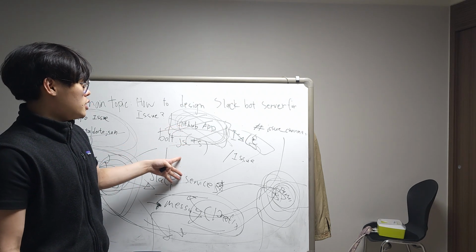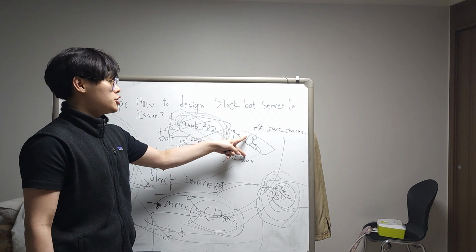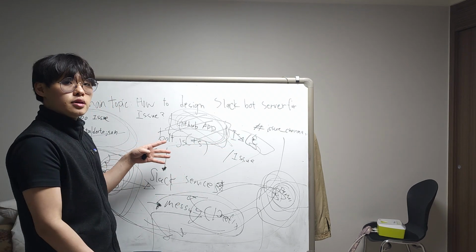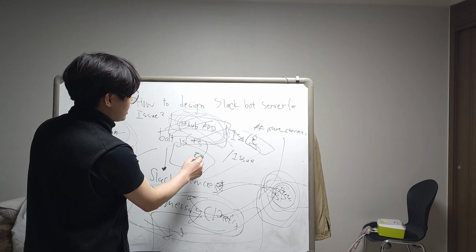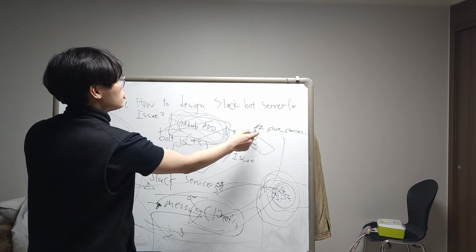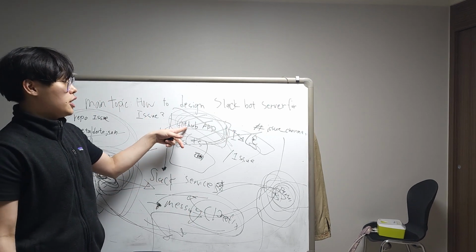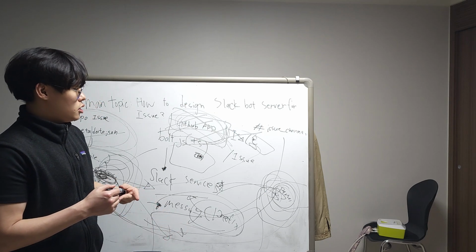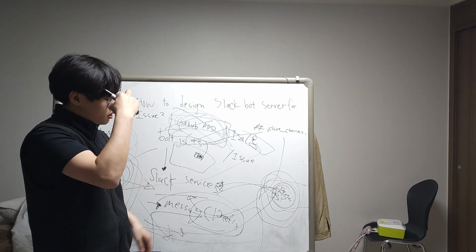And also we integrate the webhook so that if the PR is merged, it makes a notification on the issue thread. And after that, when we click the done button, the issue is going to be closed, because the GitHub app is the one who closes the issue, not the person. So that's the system design of a Slackbot server for GitHub issues.